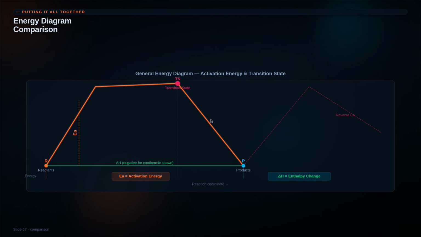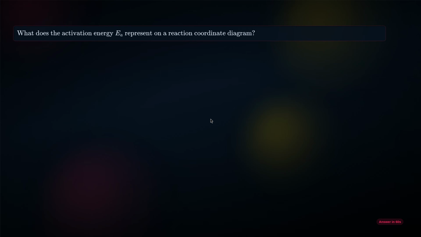Understanding the relationship between thermodynamics, delta H, and kinetics, EA, is one of the most powerful concepts in chemistry. The transition state theory and Arrhenius framework allow us to design conditions and catalysts that give us control over both the rate and the outcome of chemical reactions.